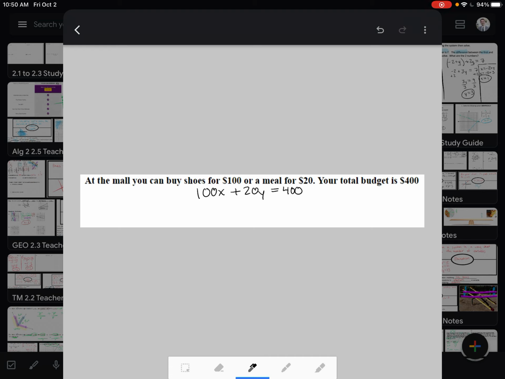The honest answer to what you can buy is that it depends on how much of the other thing you get. For example, if we have 100x for the shoes and 20y for our meals and our total budget is $400, a fun weekend for sure. If someone were to ask, how much did you eat? Well, your answer would be, I don't know, until we get the y by itself, or our food alone. So our goal for today is to take a situation like this and solve to say that y, or how much I eat, is going to depend on the amount of shoes I buy and also on the total budget.